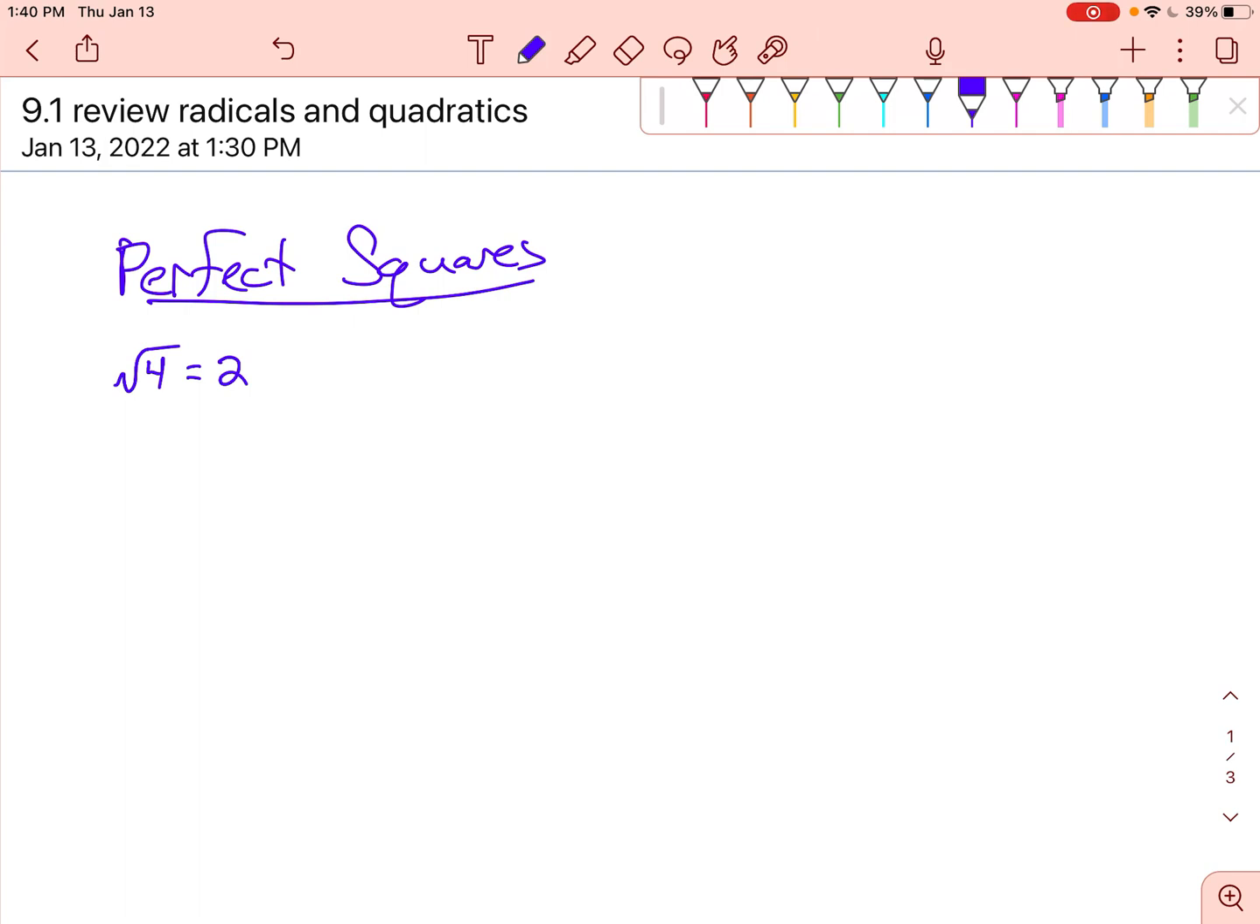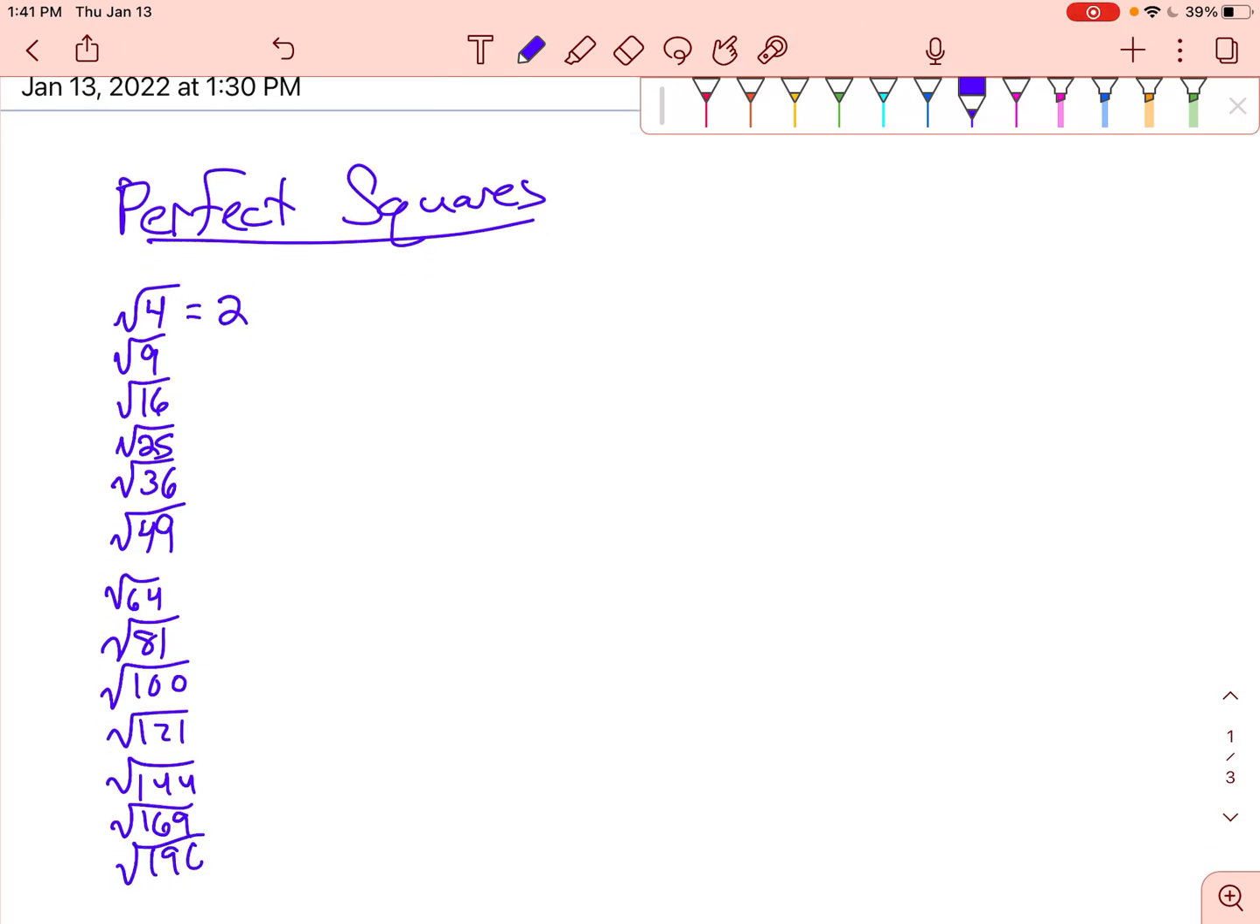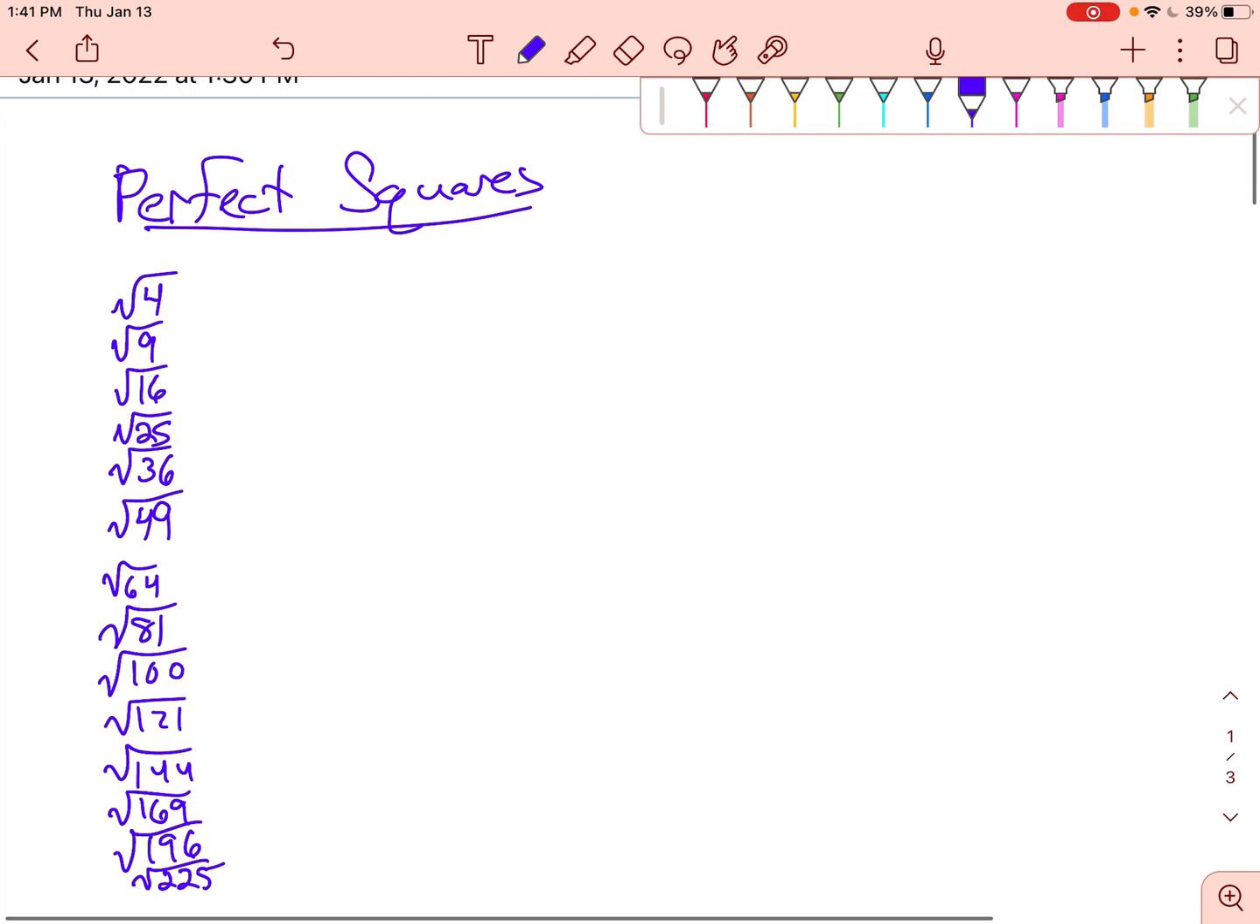Okay? My perfect squares would be 4, the square root of 9, which is 3, the square root of 16, 25, 36. All I'm doing in my head is 3 times 3, 4 times 4, 5 times 5, 6 times 6, 7 times 7. This is a list you can create. 8 times 8, 9 times 9, 10 times 10, 11 times 11, 12 times 12, 13 times 13, 14 times 14, and 15 times 15. Okay, so these are my list of perfect squares that I ask you guys to have memorized, as well as for next year you should have these memorized.